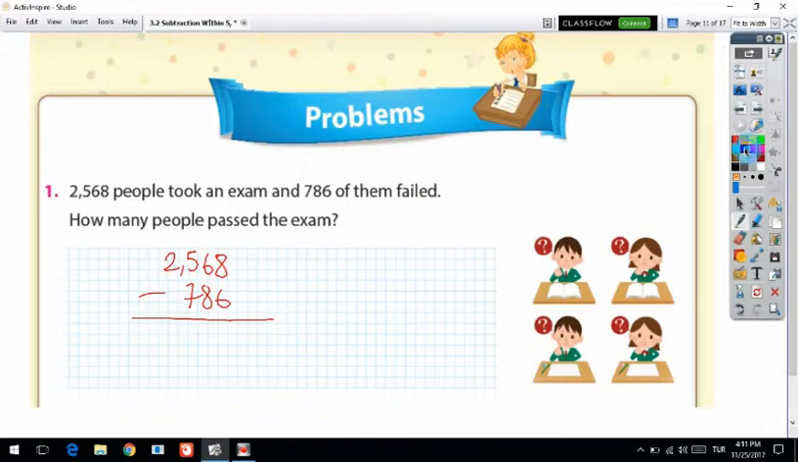8 minus 6 is equal to 2. But 6 minus 8, we cannot subtract them, so we go next. 5 becomes 4, then 6 will be 16. 16 minus 8 equals 8. Then 4 minus 7 we cannot, so 2 becomes 1, then 4 becomes 14. 14 minus 7 is equal to 7, then 1 brings down. So the answer is 1,782 people passed the exam. Next.